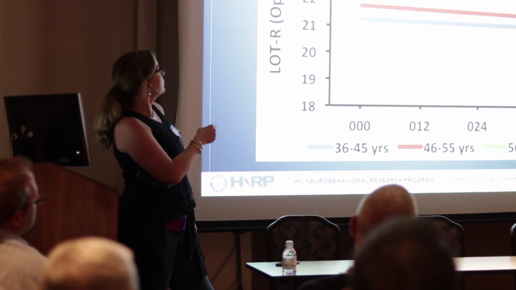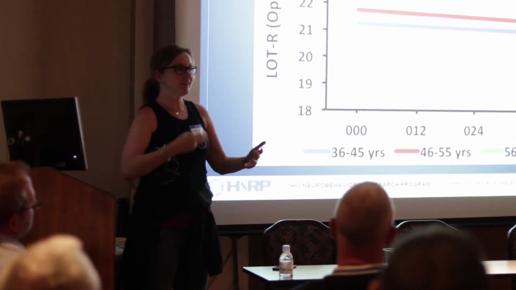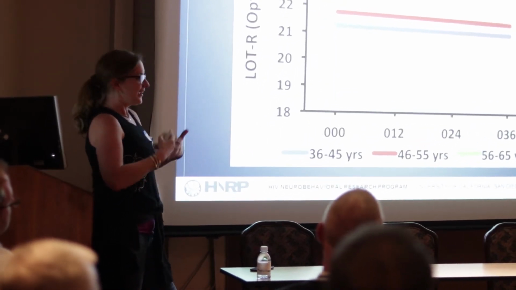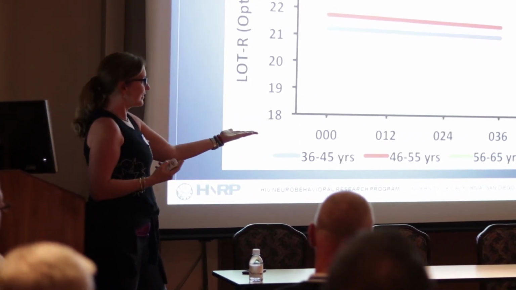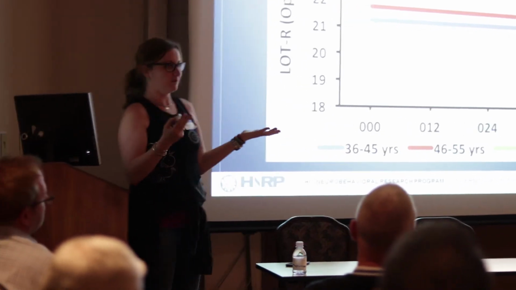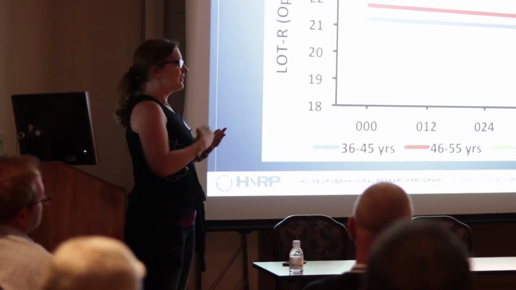Interestingly, here we are looking at optimism. This is an older way to look at being positive, a little bit like resilience, though it's not exactly the same. Optimism means how we see our future and how we see life in general. And here, the cohort was stratified in 3 age groups: 36 to 45, 46 to 55, and 56 to 65, and all these participants were followed over 3 years of follow-up.